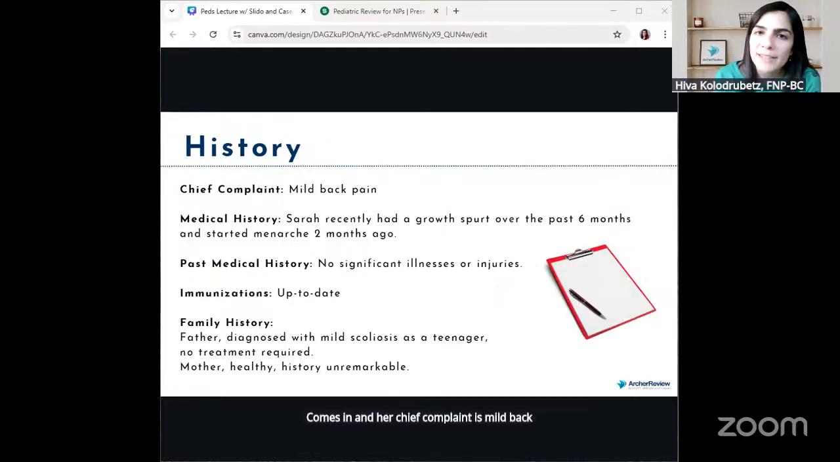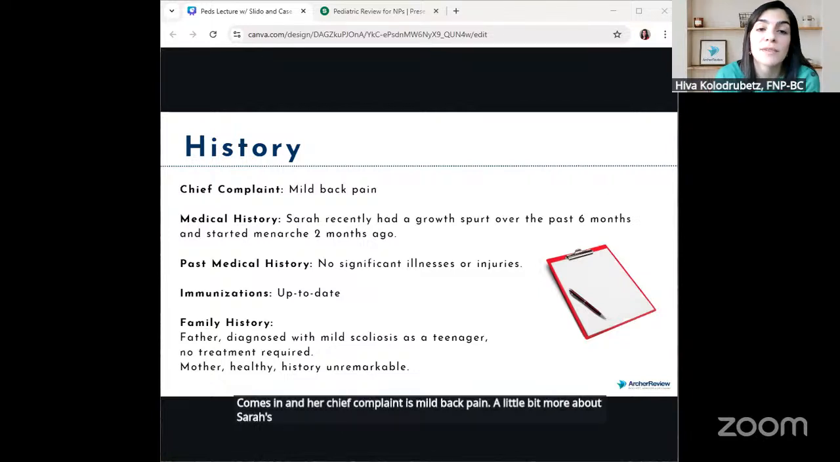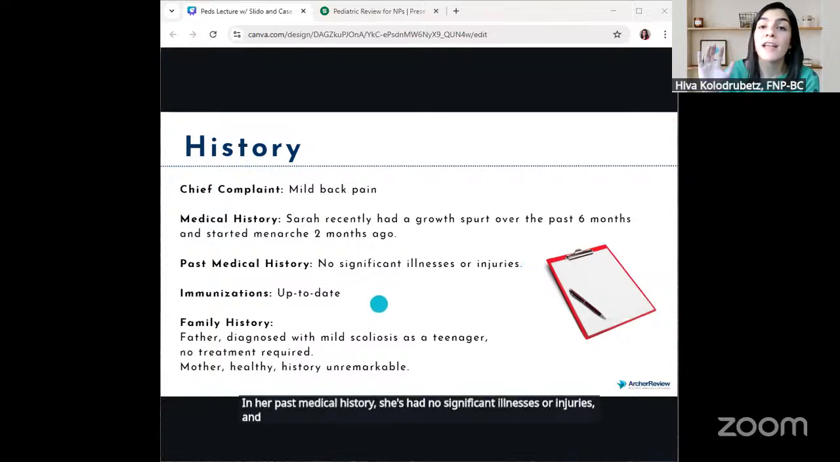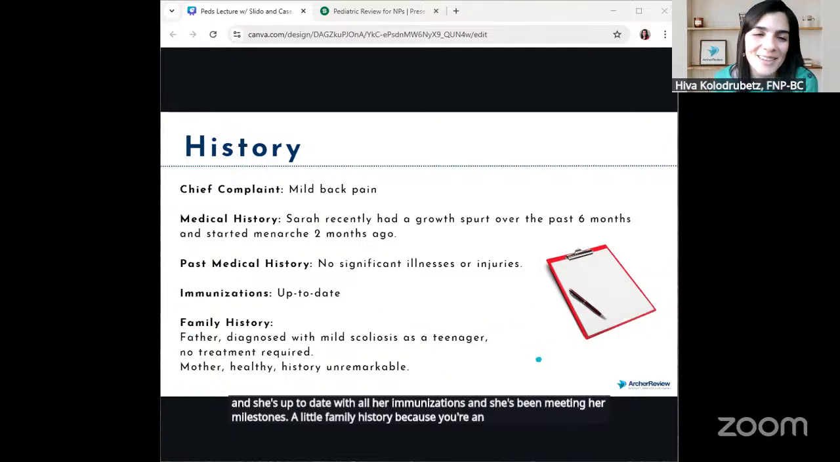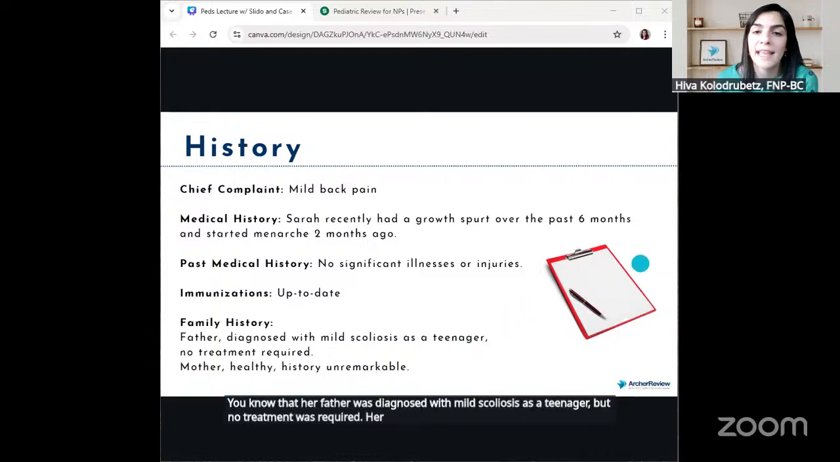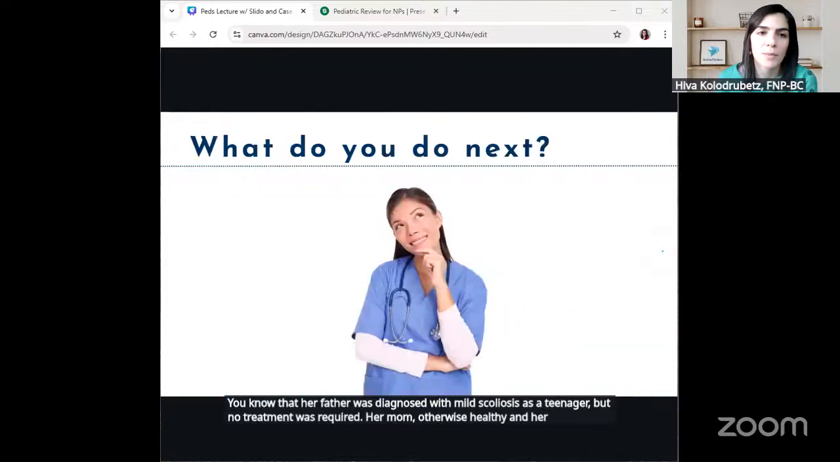A little bit more about Sarah's medical history. You've noticed a recent growth spurt in the last 6 months, and she started menarche 2 months ago. In her past medical history, she's had no significant illnesses or injuries, she's up to date with all her immunizations, and she's been meeting her milestones. A little family history, because you're an astute clinician and you've gathered that. You know that her father was diagnosed with mild scoliosis as a teenager, but no treatment was required. Her mom is otherwise healthy, and her history is unremarkable. So what are we thinking?